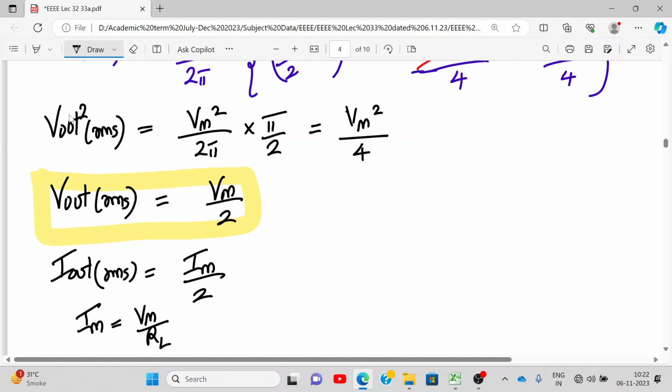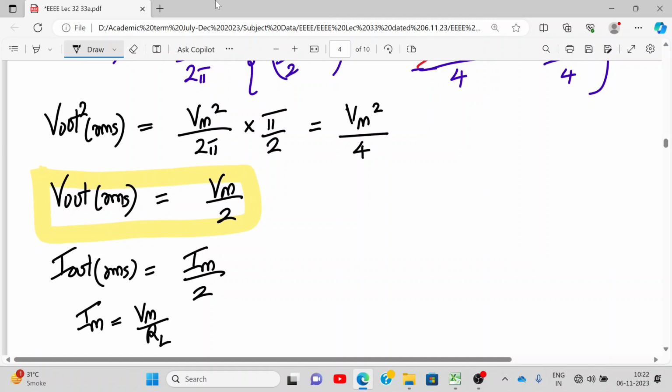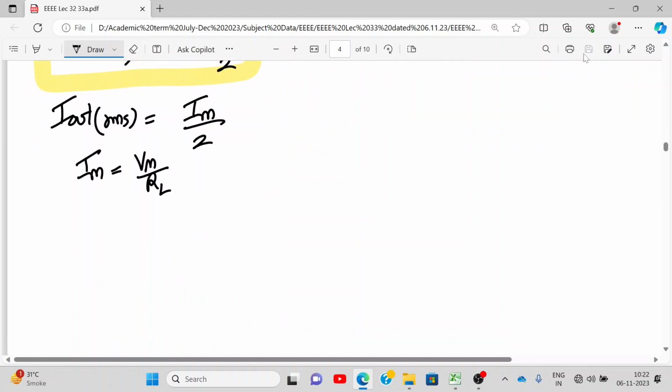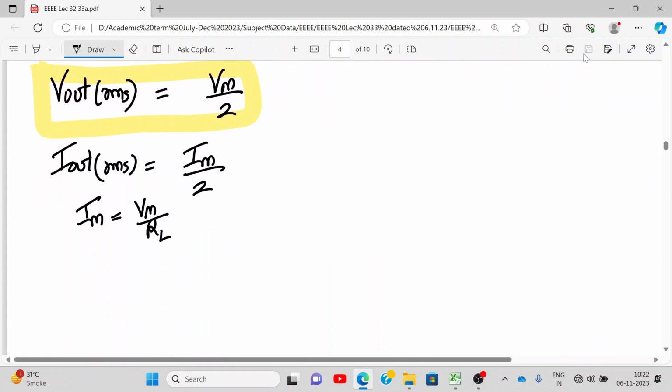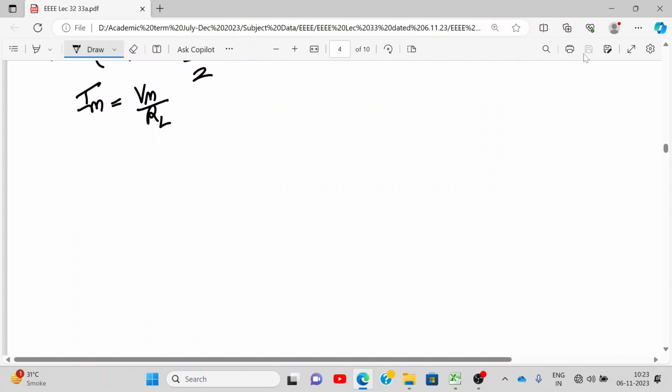Did you get this? Written the formulas. These expressions can be asked in exam as a part of your analysis for half wave rectifier. They can ask you to derive the average value and RMS value for a half wave rectifier. So you need to derive these two expressions. Any doubts over here? Plain simple mathematics is there and you have done enough practice for RMS and average value. Now the third part is we need to find rectification efficiency.